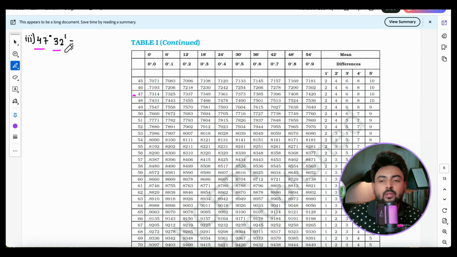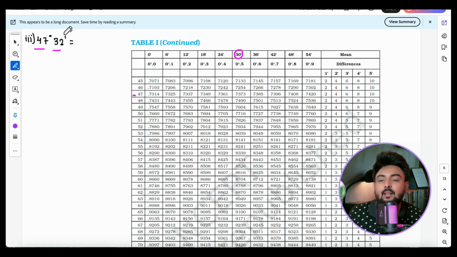But what is closer to 32? We know that it's 30. So what I'll do, I'll go to 47 and then to 30. It means you have to go to the nearest value, the previous multiple of 6. Like 32 is there, so you should go till 30. If it is 43, I should go to 42. If it is 57, I should go to 54. You have to go to the nearest multiple of 6.